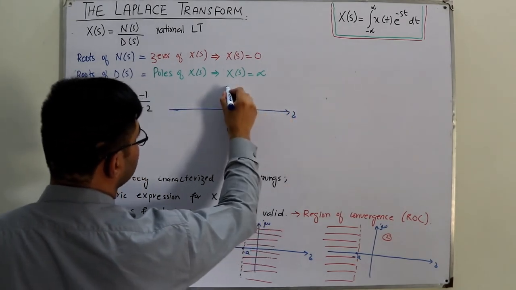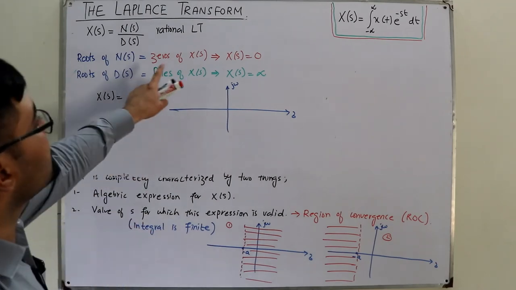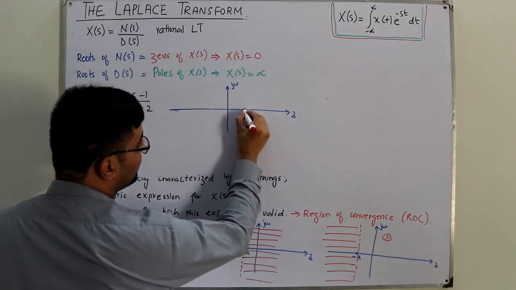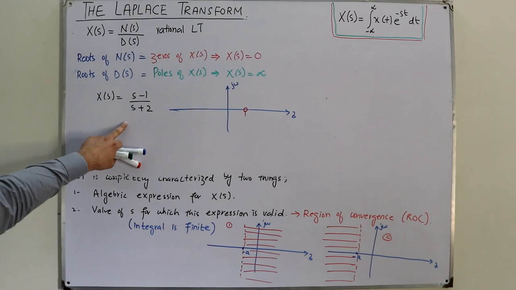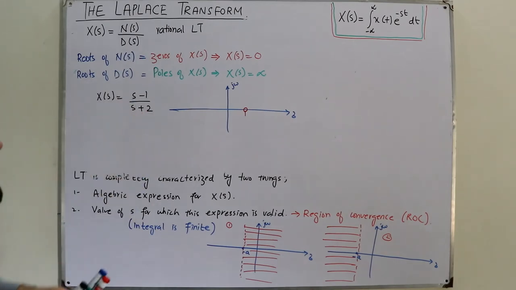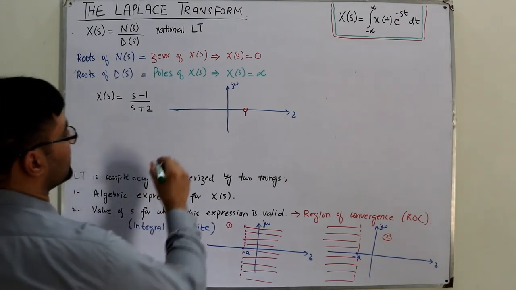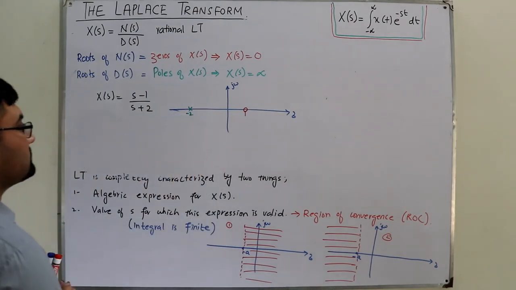So this is my sigma axis, and this is my j omega axis. s equal to plus 1 is the zero. So at plus 1, you have a zero, and you draw it like this. Similarly, s equal to minus 2 is the root of the denominator. So at minus 2 you have a pole.